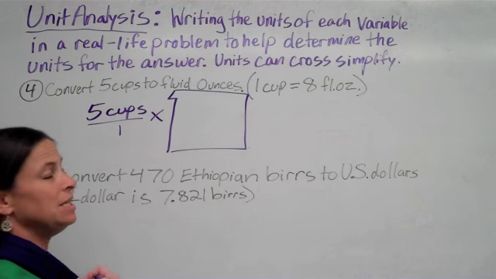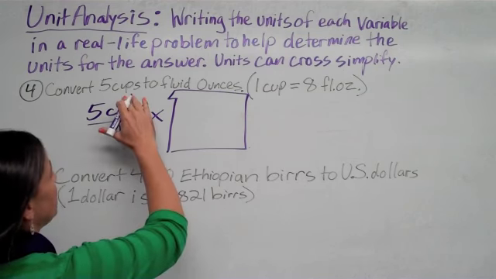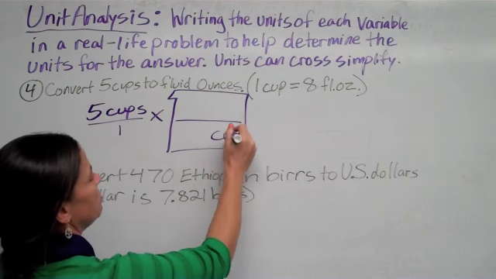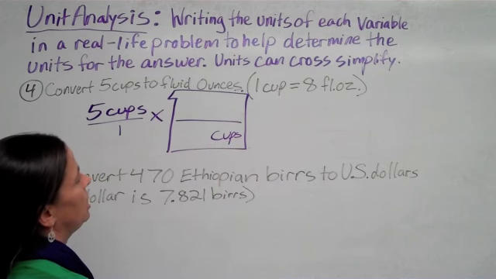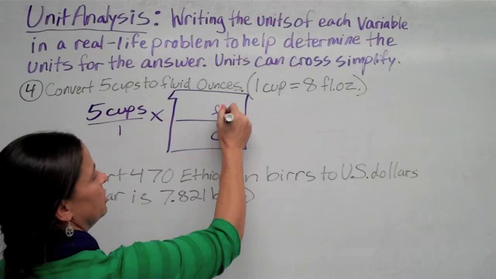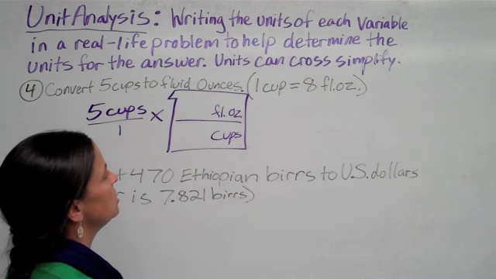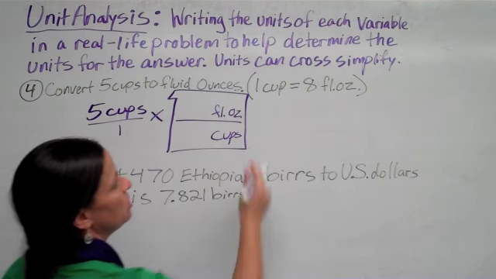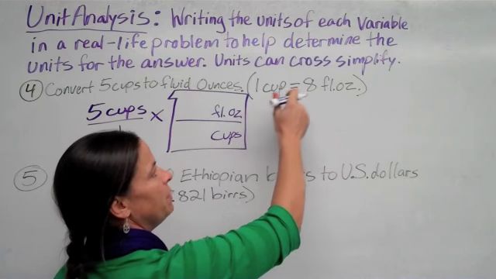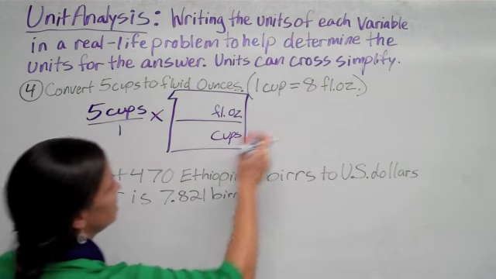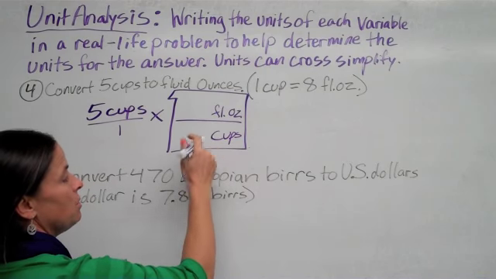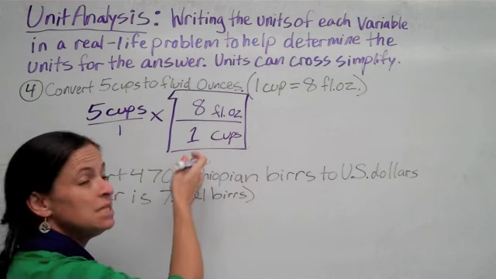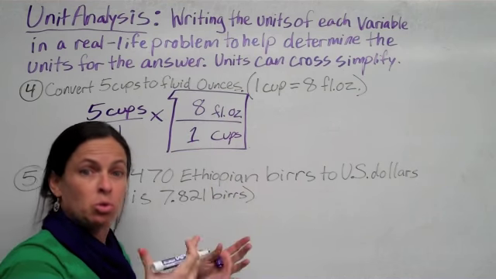So in order to do that, I need to cancel out the cups. So see how the cups is in the numerator? Well, that means I want to cross simplify it, so I want the cups in the denominator. And I want to make it into fluid ounces. So the question is, what's going to make up this 1, this big gigantic 1 I have? Well, remember we have this equation that 1 cup is the same as 8 fluid ounces. So 1 cup, the cup is on bottom, so I'm going to put the 1 there, is the same as 8 fluid ounces.